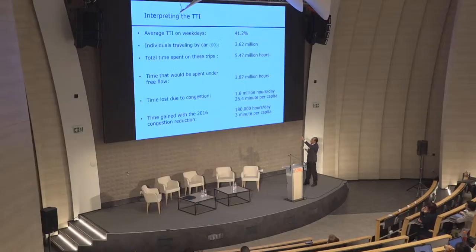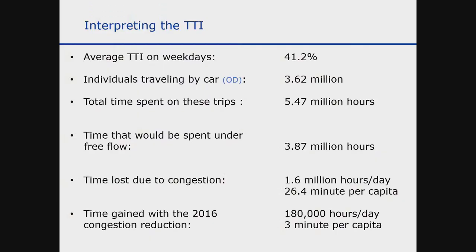This information was very useful for us to do some event studies related to some unexpected events in the city, right? We had a usual travel time index, and based on information on the time, we can think about general estimates of, for instance, the total time spent on the trips, the time that would be spent under free flow, the time lost due to congestion, and different moments of time.